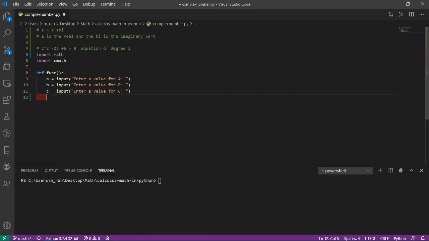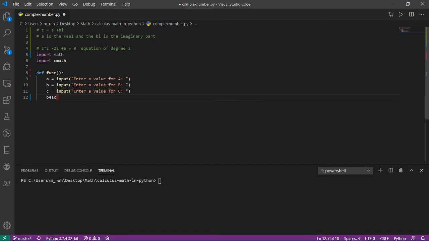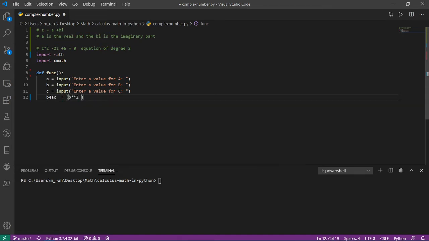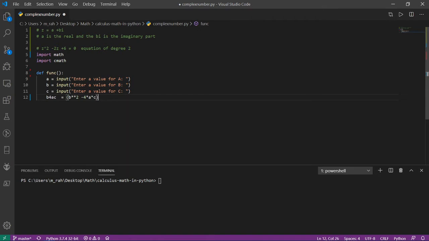Now we solve for the square root. We create a variable first. So we say b**2, which means b to the power of 2, minus 4 times a times c.